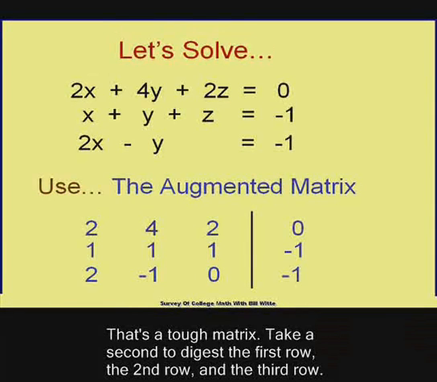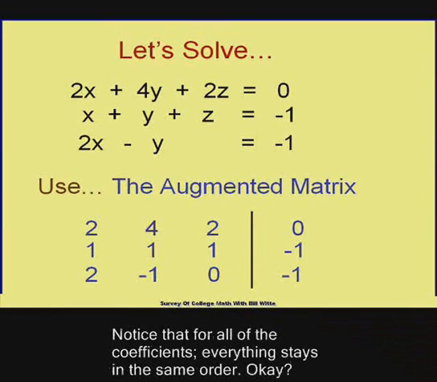The first row has a 2, a 4, a 2, and a 0 from 2x plus 4y plus 2z equals 0. The second one's not tough. It's a bunch of 1s because you have 1x, 1y, 1z, and negative 1. Third one might be a little tricky because there's a z missing. Note that we put the 0 instead of the z, but we still have the 2, the negative 1 for the minus y, and then the 0, and the minus 1. And everything stays in the same order.